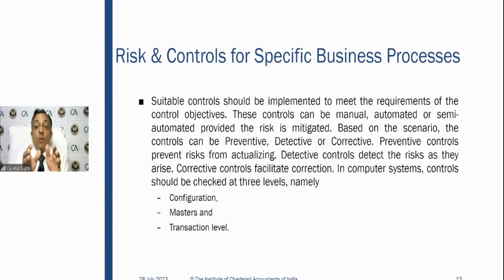Okay. So what is the question? The question is that in a computer system, when you are implementing controls, you need to check controls at configuration level, at master level, and at transaction level. So what is configuration? What is master? What is transaction? That we are going to talk about.